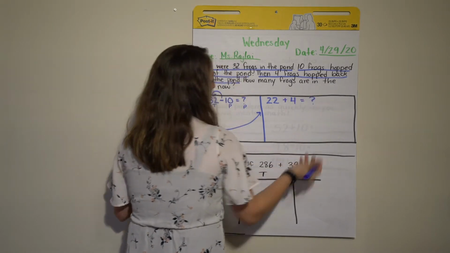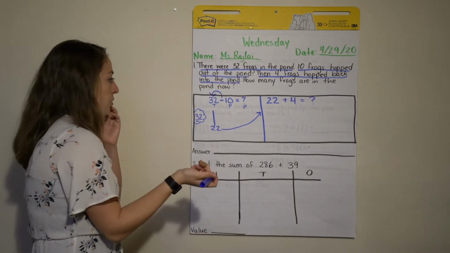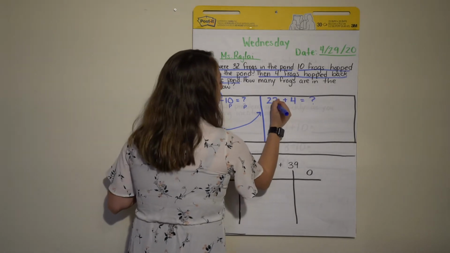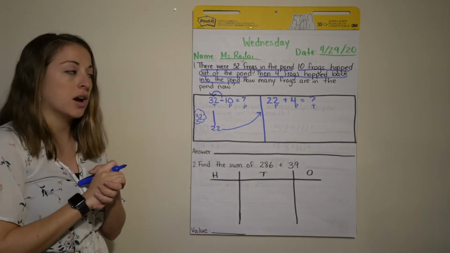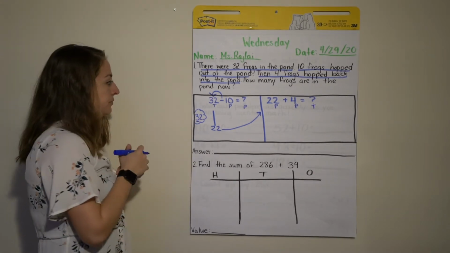Now we need to figure out what 22 plus 4 equals. Label your parts and your total. When you don't have your total, you add your parts. So right now you can figure that out.